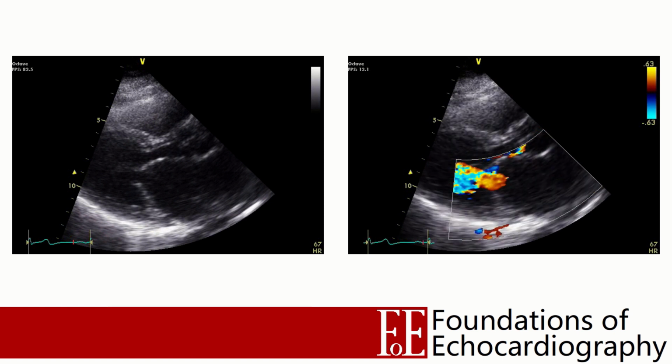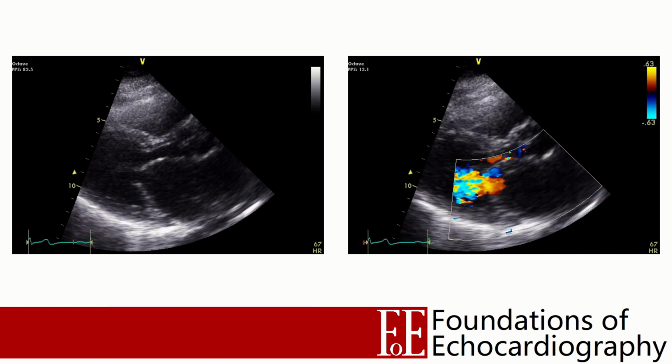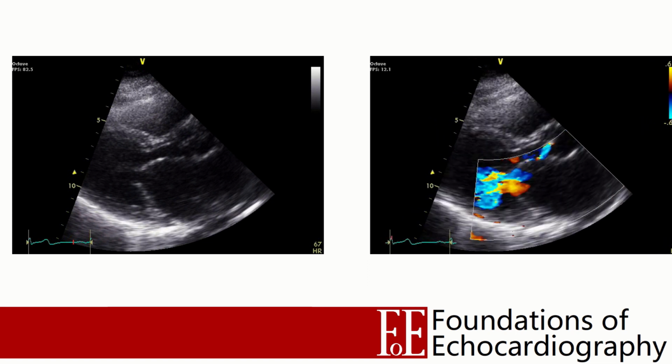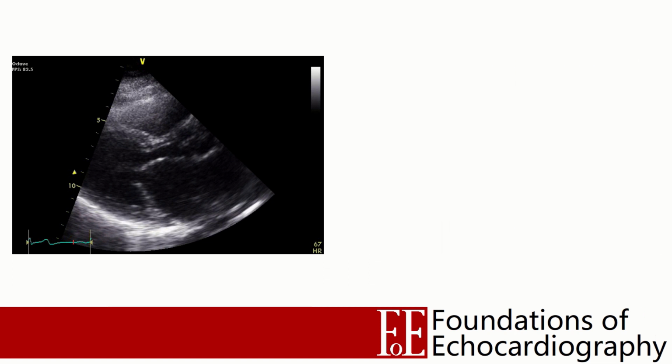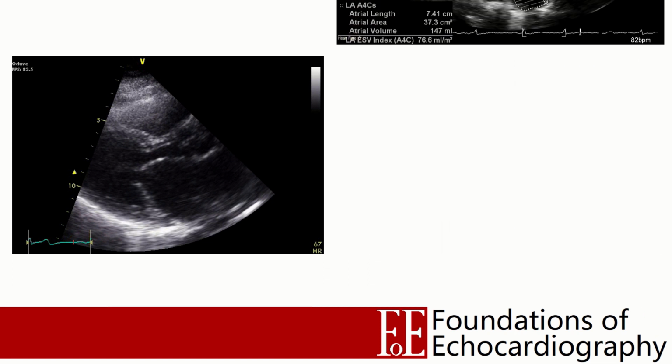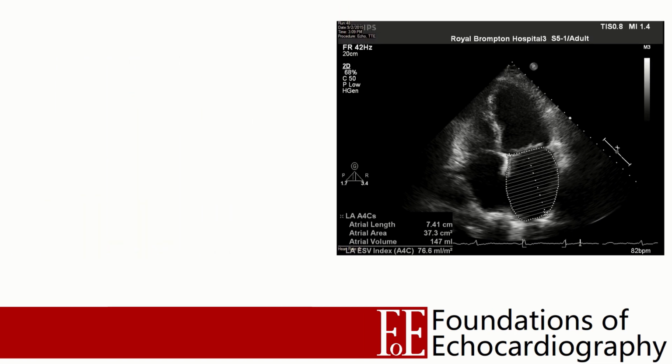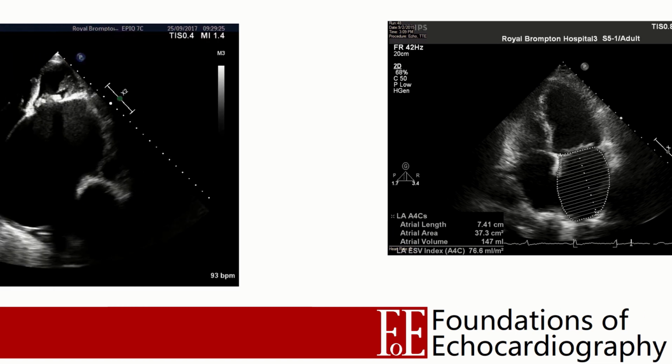So there's a turbulent high velocity jet of blood passing from the LA into the LV during diastole, but in addition there's also significant mitral regurgitation. In the 2D image we can also see that the left atrium is dilated, and this is a common feature of mitral stenosis. This 2D still on the right is taken from a different patient who's developed severe left atrial dilatation as a consequence of their mitral stenosis.